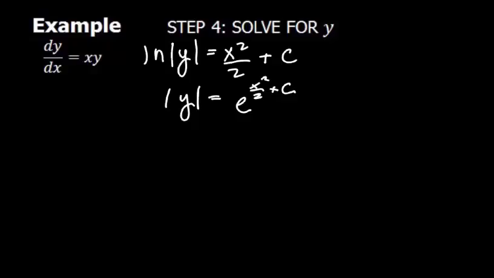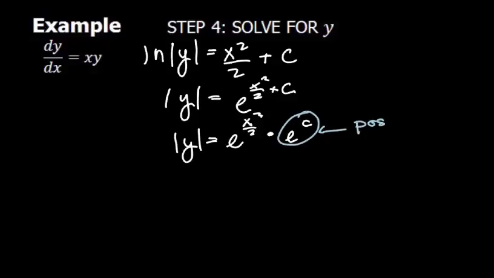whenever you multiply terms with the same base, you can also add the exponents. So then you can actually go ahead and separate this, so you have the absolute value of y equals e to the x squared over 2 times e to the c power. Now, e to the c power is really e to any constant. And with any constant, we know that e to that power is going to be positive, even if the constant is negative. So what we can go ahead and do is turn this term into a constant. But we know it's a positive constant because, like I said, e to any power, even negative powers, is a positive number.